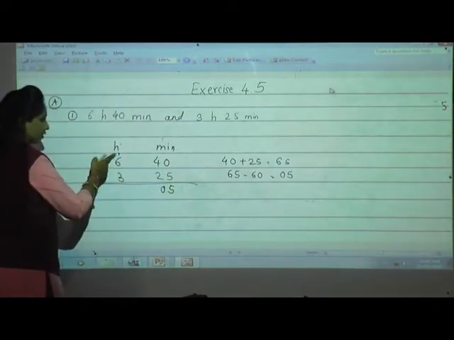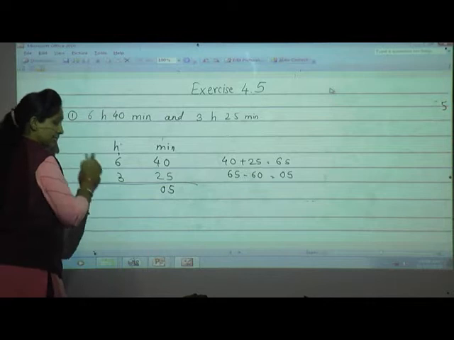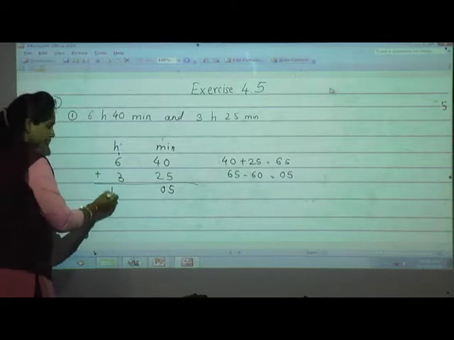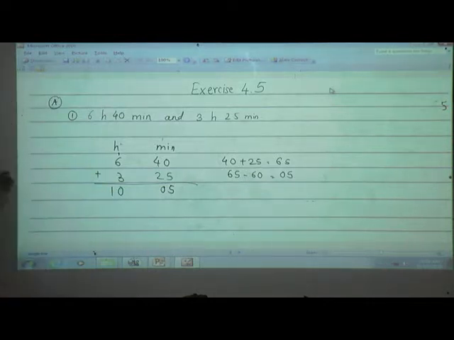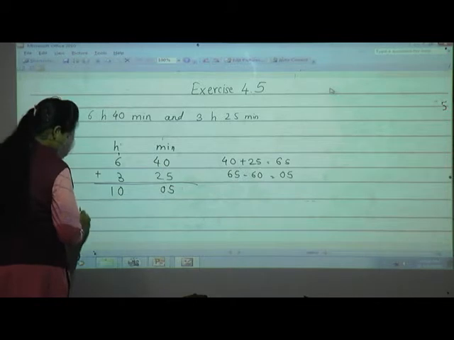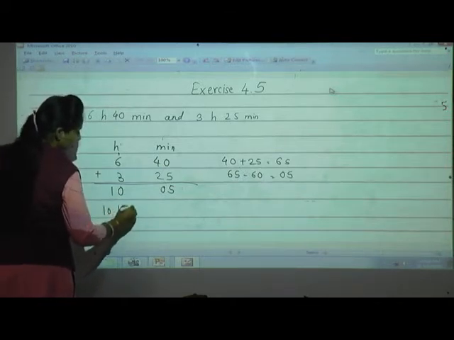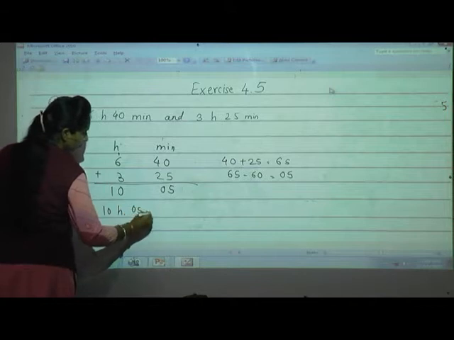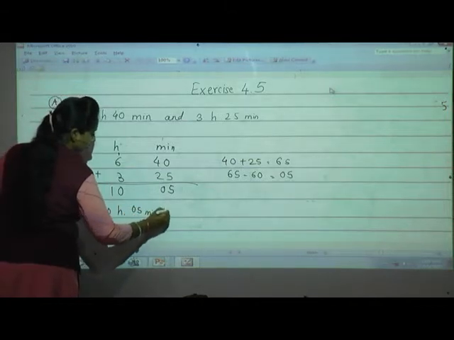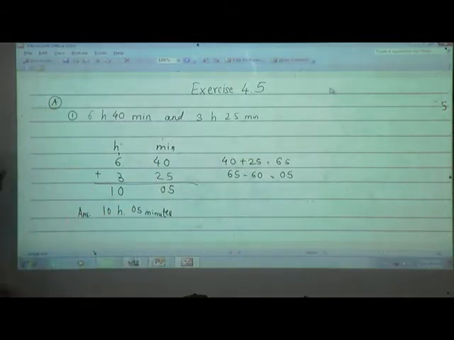Now we will add hours. 1 plus 6 is 7. 7 plus 3 is 10. Clear? So what is the time here? Write your answer: 10 hours 5 minutes. In this way you have to solve. Clear? Very good. The next example I'll solve for you.